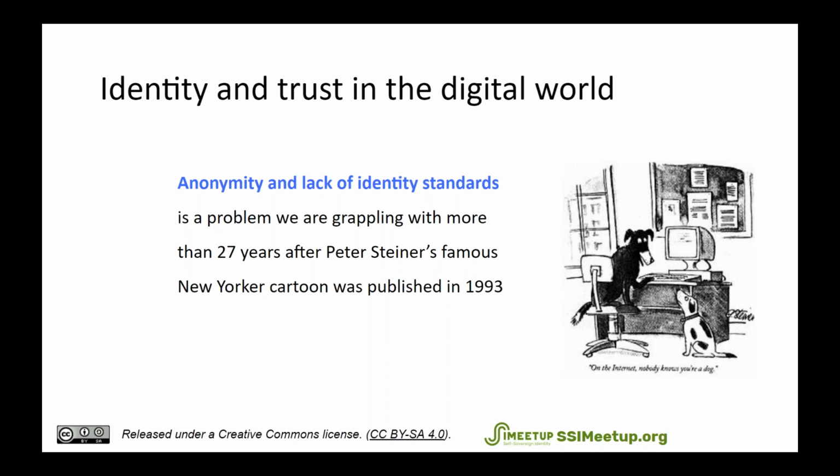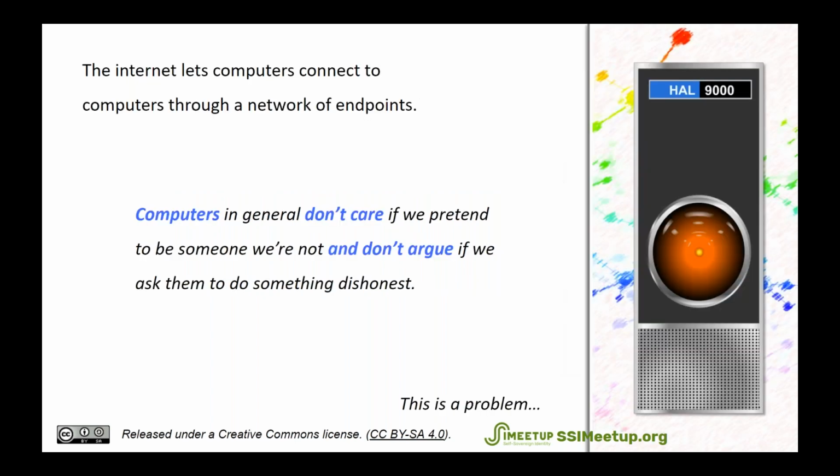Any organization that is dealing with these issues, and frankly that's probably most of them out there, self-sovereign identity needs to be on the radar. It's really important. So the question is, how does self-sovereign identity help in this space? The internet was really designed to connect computers through digital endpoints, and it does a really good job with that. It's been working pretty well for a long time. The problem is computers don't really care if the user behind them is someone pretending to be someone they're not. They don't argue if we ask the computers to do something dishonest.